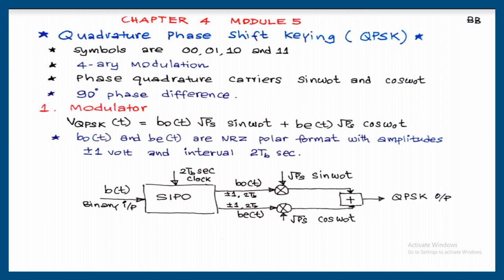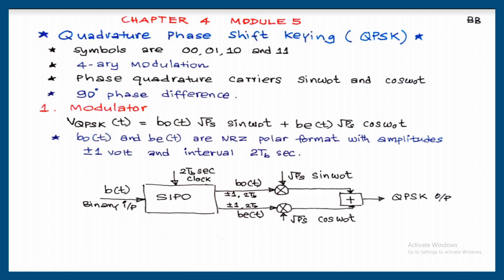Sin and minus sin can be considered as a BPSK. Cos and minus cos also can be considered as BPSK. So QPSK can be generated from 2 BPSK signals. For QPSK, phase difference will be 90 degrees. So 4-array modulation is known as QPSK because phase quadrature carriers are used for the generation of 4-array PSK. That is why it is called QPSK.